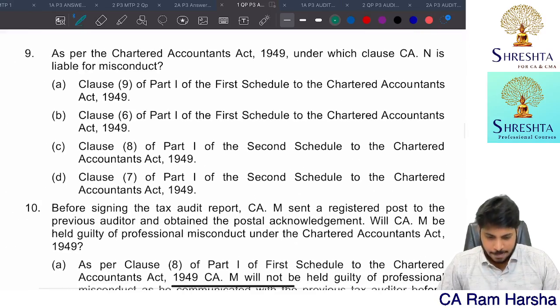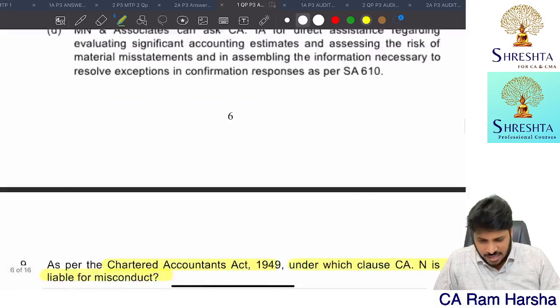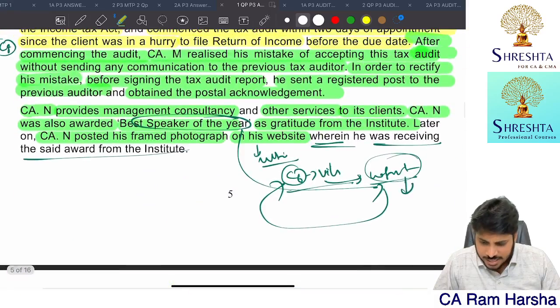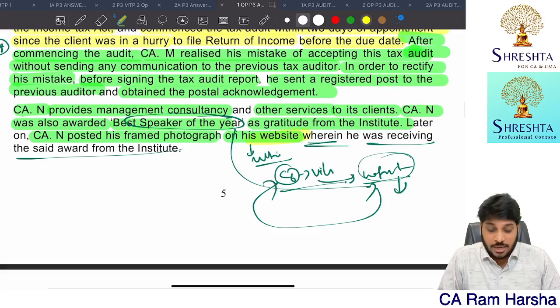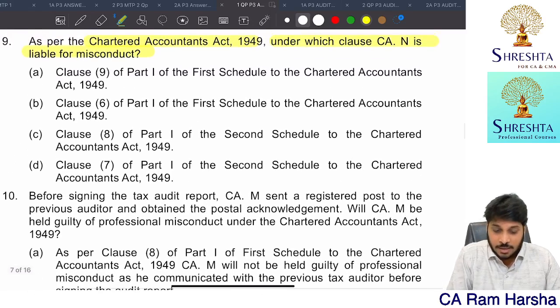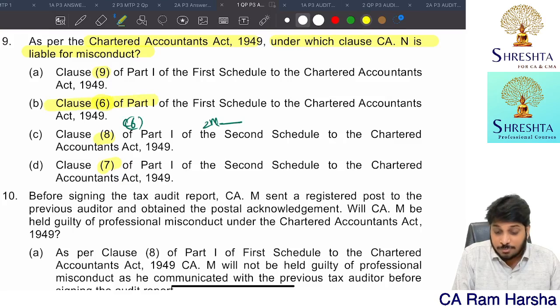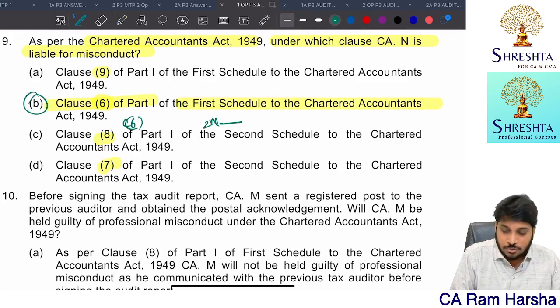So B. As per the Chartered Accountants Act 1949, under which clause is CAN liable for misconduct? What misconduct did he do? CAN is guilty of website related misconduct, so clause number 6 directly. Sometimes they'll give you another answer with clause number 6 only, but under the second schedule. So be careful. It is clause number 6 of Part 1 of the First Schedule. Yes, absolutely. So B.